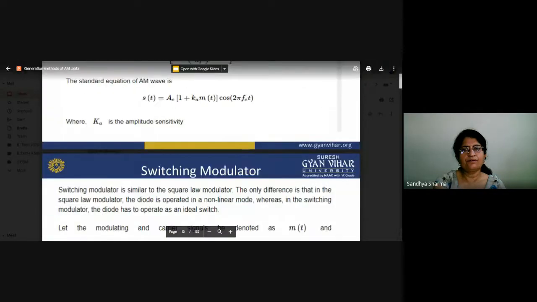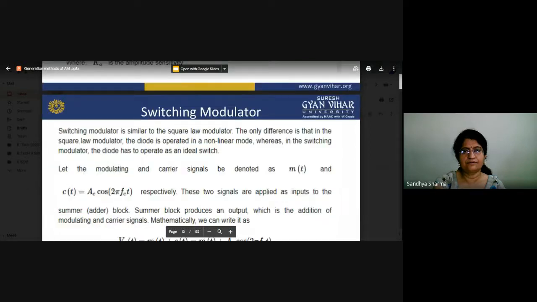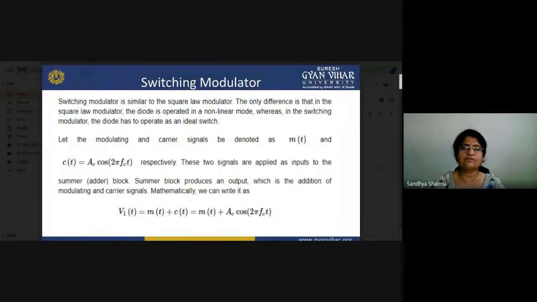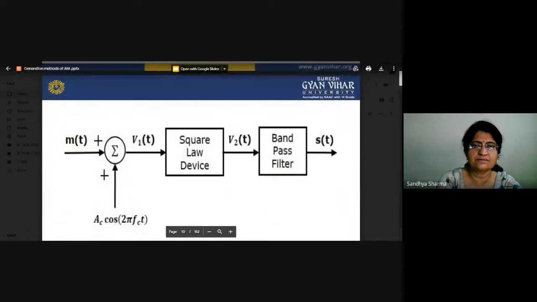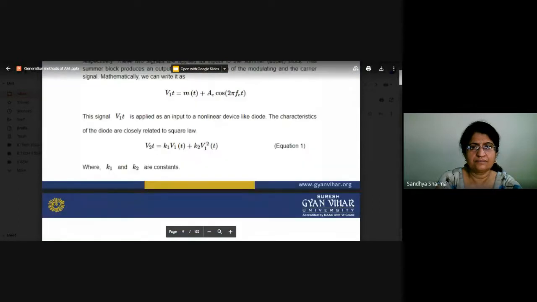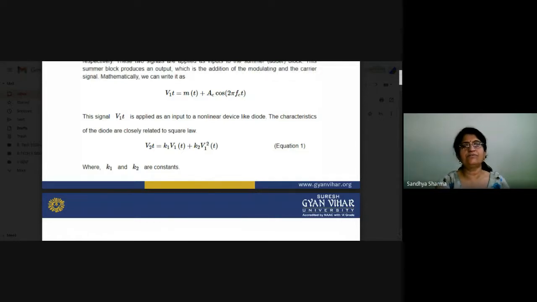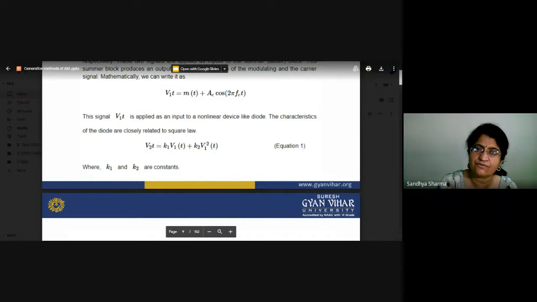Now we will look at the switching modulator. So what about the switching modulator? In a square law modulator, our diode works as a non-linear device, and the property of the non-linear device is V2(t) equal to V1(t) plus a constant times V1 squared(t). That is equal to K1 V1 plus another constant times V1 squared(t). So that is the basic equation of a non-linear diode.